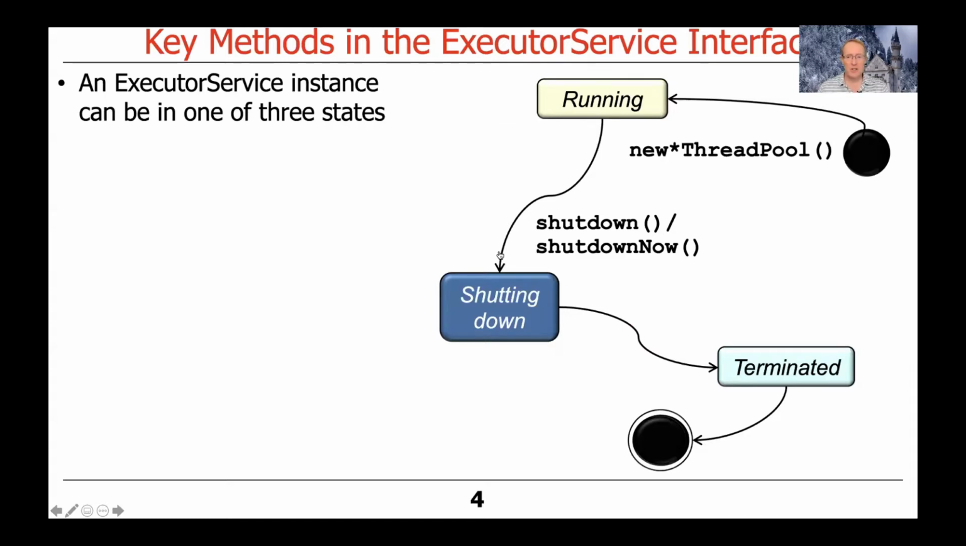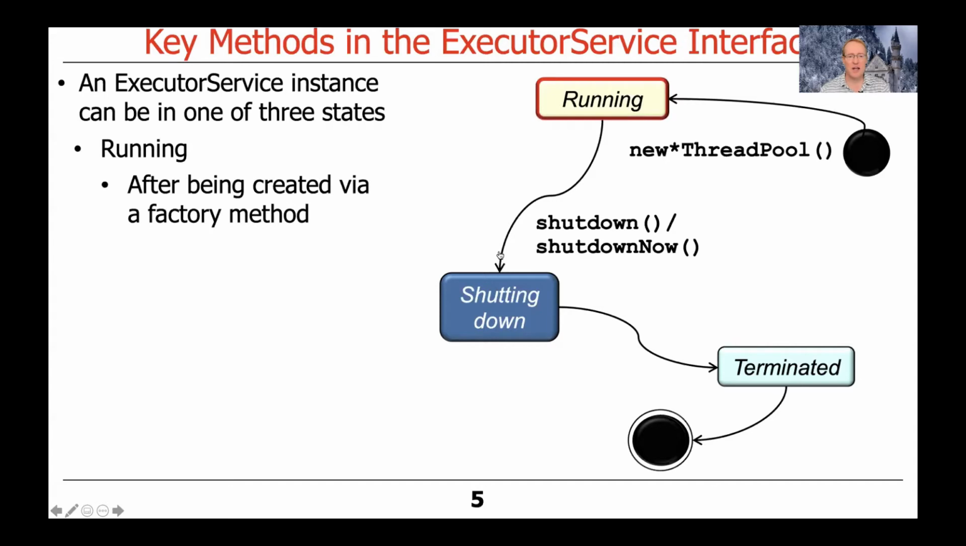So we talked before about how tasks in the Executor Service can be in one of four states. It turns out that the Executor Service itself can also be in different states. In fact, one of three states. And these three states are shown here. They could be running, shutting down, or terminated. So let's talk about these states.